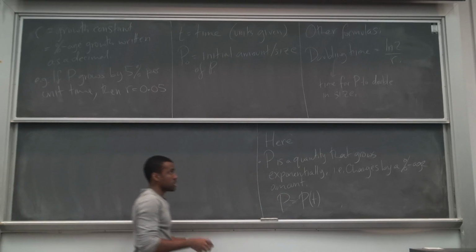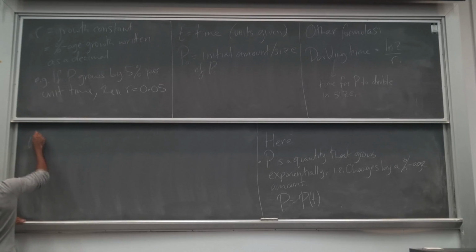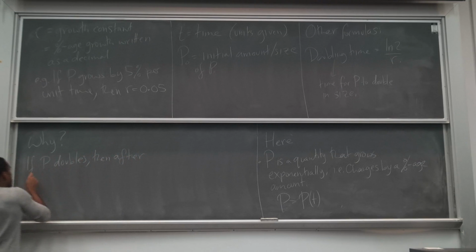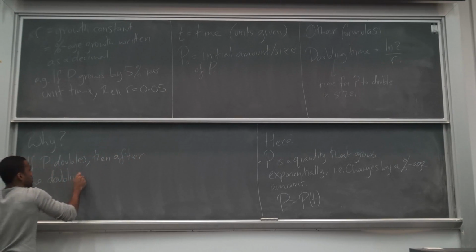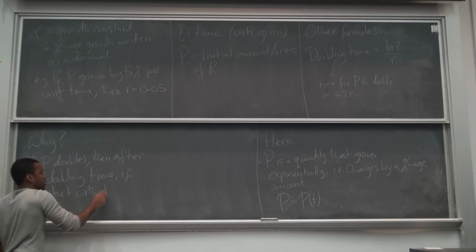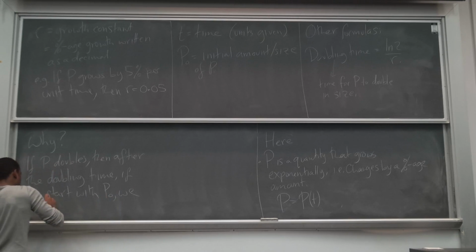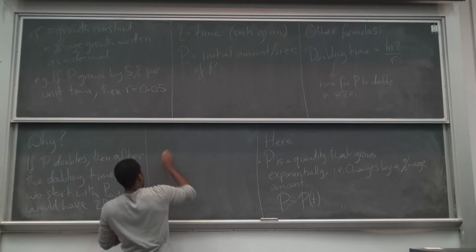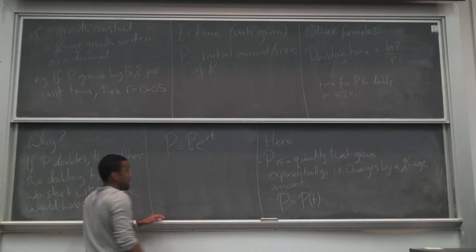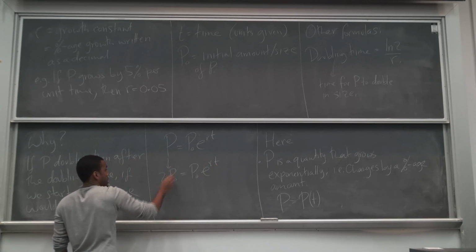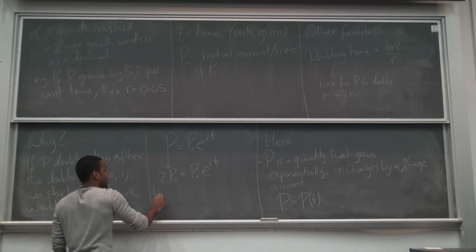I think here I can show you why that is, because it's this kind of manipulation we'll have to be able to do. So if P doubles, then after the doubling time, we start with P naught, we would have 2 P naught, right? Now your P is the current amount, right? So if I know that P is equal to P naught e to the RT, and after the doubling time, I know that this guy becomes double of what it was before, then in this case, I can cancel the P naught. To be able to solve for T, I would ln both sides.